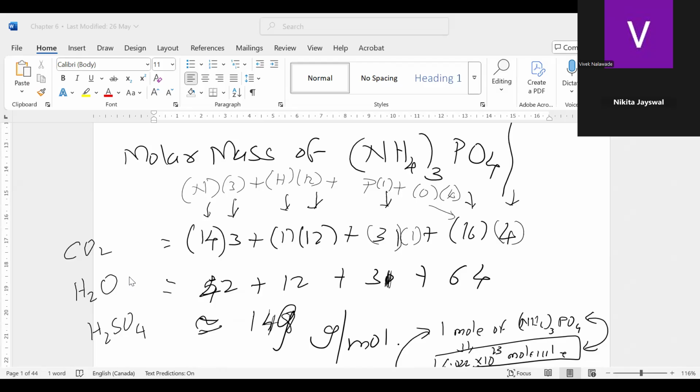And how did the N become 14? So that is the atomic mass from the periodic table.